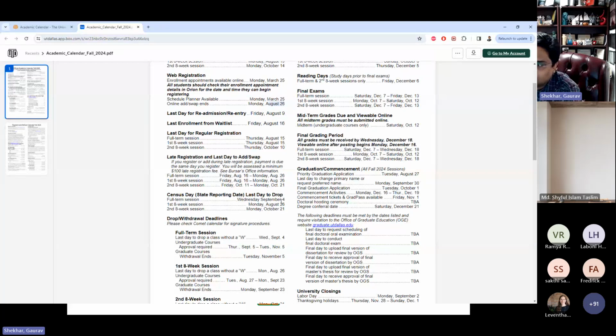Now, let's say you drop out of a class after census day. Number one, you won't get a refund for that class, and we'll put a W next to it on your transcript for that course. That W has no meaning other than the fact that somebody dropped out of a class after the census day. Till when can you drop it? The withdrawal ends on November 5th.